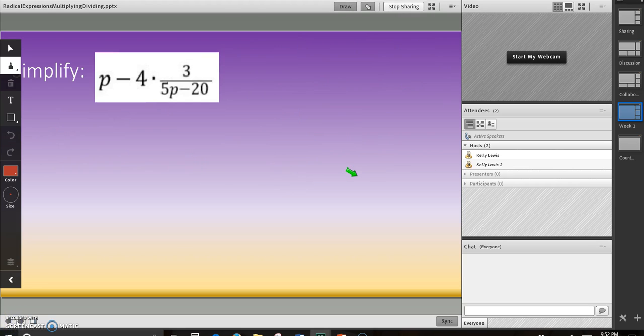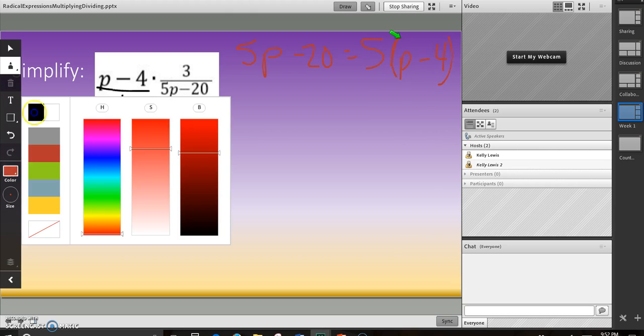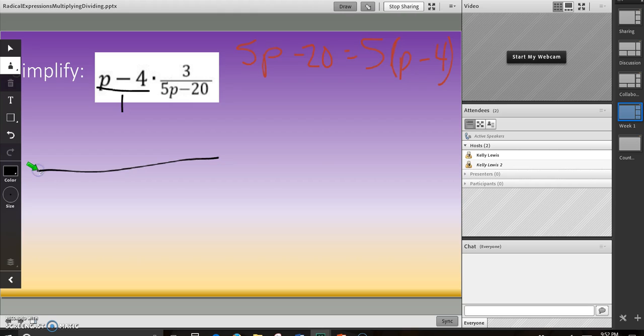All right, I need you to understand that anything by itself is the exact same as that thing over 1, just like 5 is the same as 5 over 1. Or if it just had the number 7, that'd be the same as 7 over 1. So p minus 4, I can't factor anything. 3, I can't factor anything, but this 5p minus 20, I can, and I can take out a 5. And I'm left with p minus 4 over 24. All right, so I'm going to write one thing.